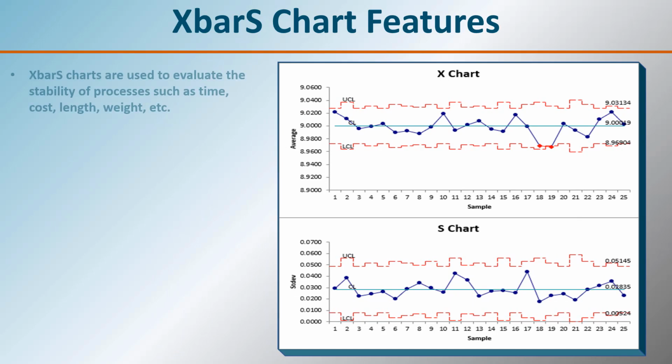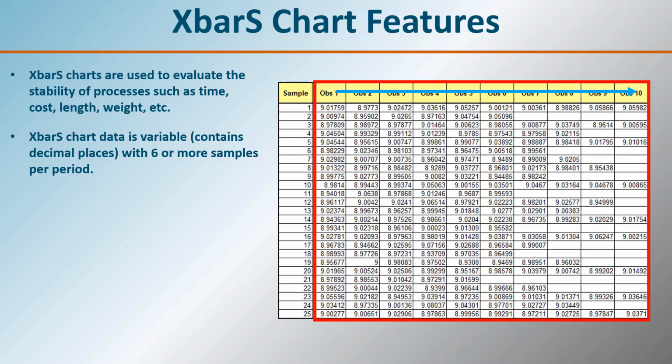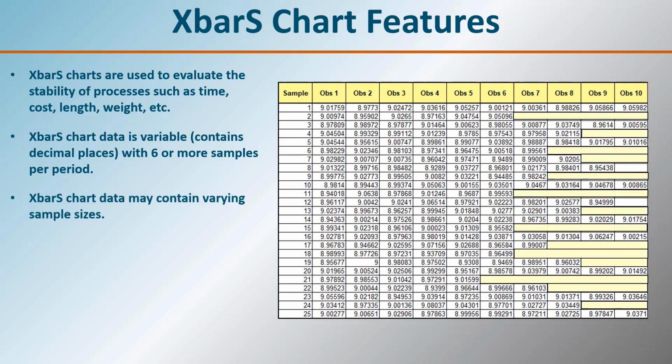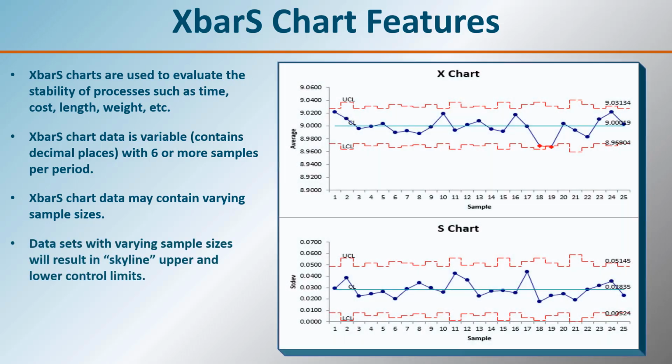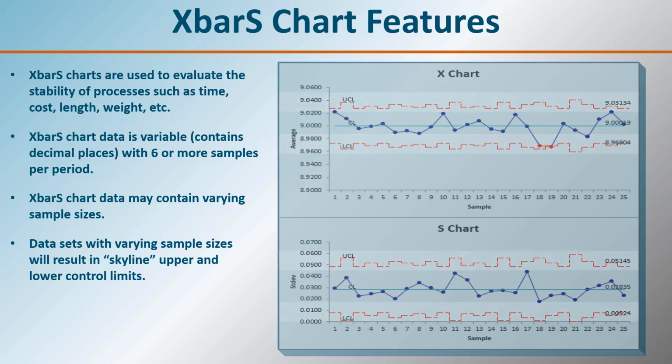XbarS charts are used to evaluate the stability of processes such as time, cost, length, weight, etc. XbarS chart data is variable, with 6 or more samples per period. XbarS chart data may contain varying sample sizes. In this data example, you can see that there are some blanks where samples were not taken. Datasets like this, with varying sample sizes, result in skyline upper and lower control limits.